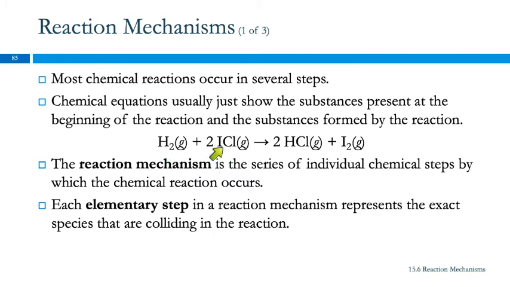We might say, well, it kind of looks like this H2 has to run into two ICls at the same time, and all three of these things have to hit and make the products, right? That doesn't sound very likely. And when we look at the reaction mechanism, we see the individual steps by which the reaction occurs. And that's not how this reaction occurs. So in the reaction mechanism, we have elementary steps, and each of those steps tells us exactly what two things are colliding to react.